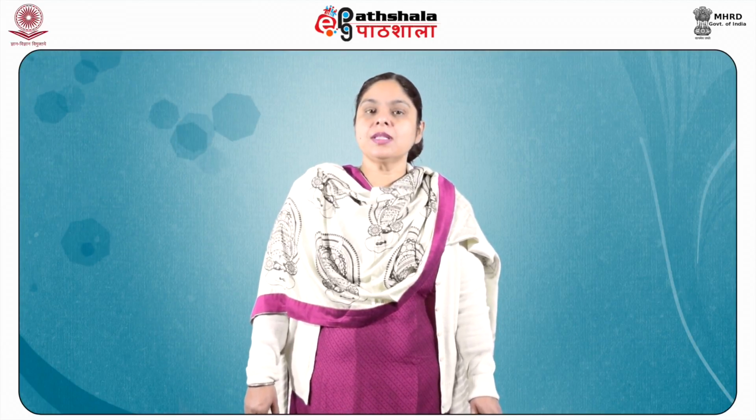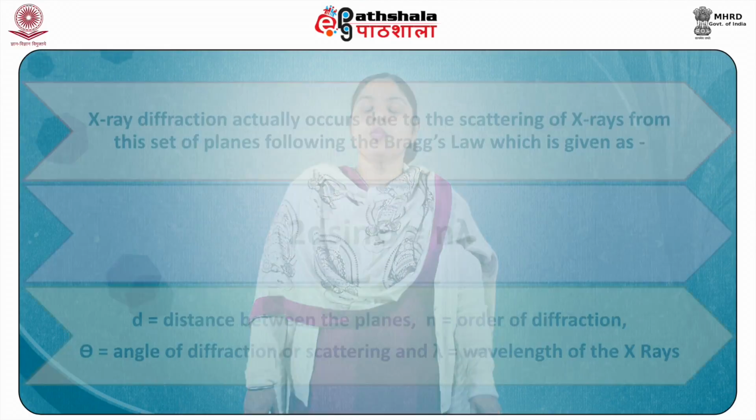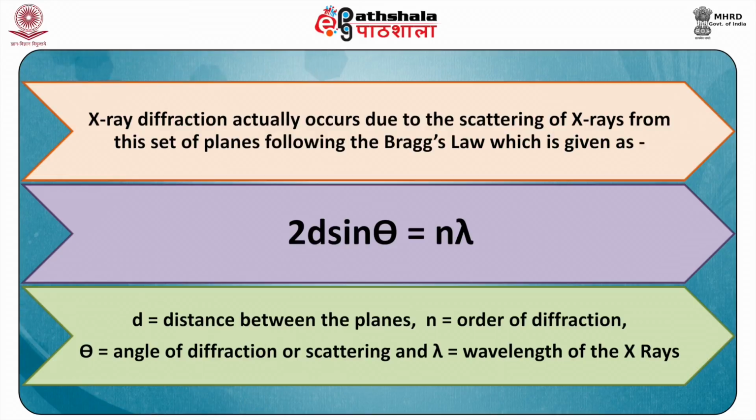The most important requirement for the X-ray diffraction technique is that the substance should be crystalline up to a certain extent. That is, the atoms in the sample should be arranged in a three-dimensional periodic fashion, which is represented by a crystallographic plane. X-ray diffraction occurs due to the scattering of X-rays from this set of planes following Bragg's law, that is 2d sin theta equals n lambda, in which d is the distance between the planes, lambda is the wavelength, and n is the order of the diffraction.